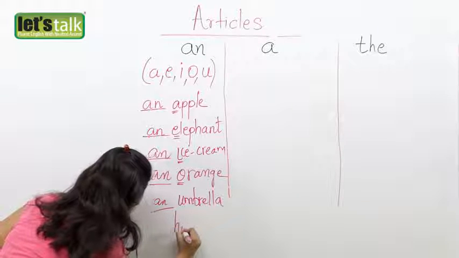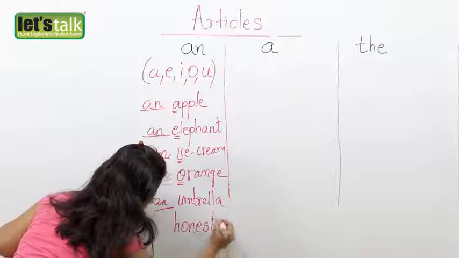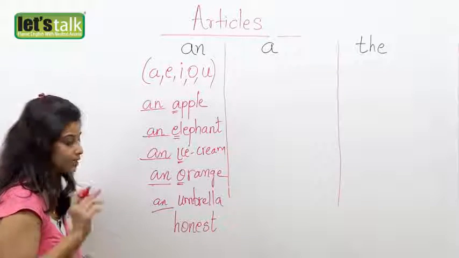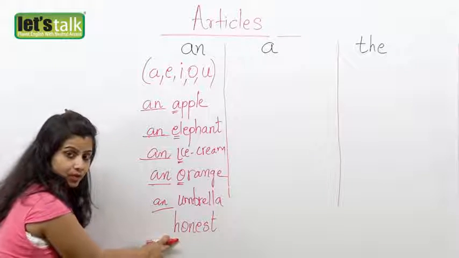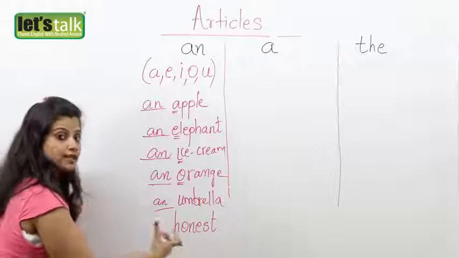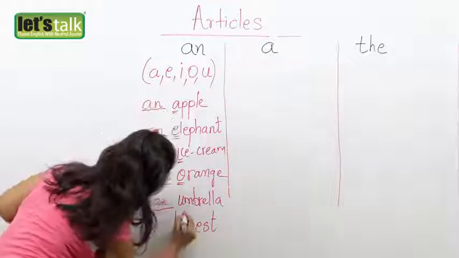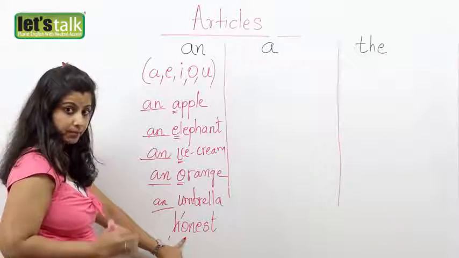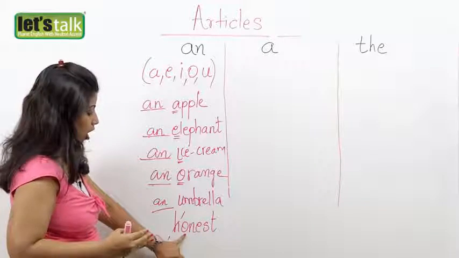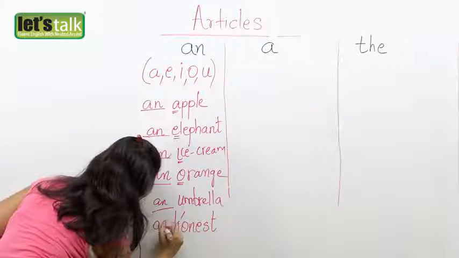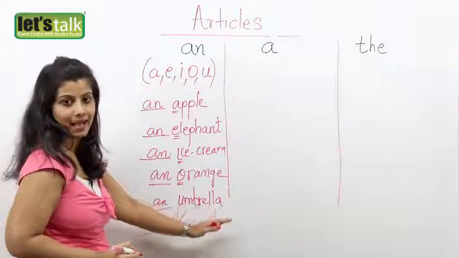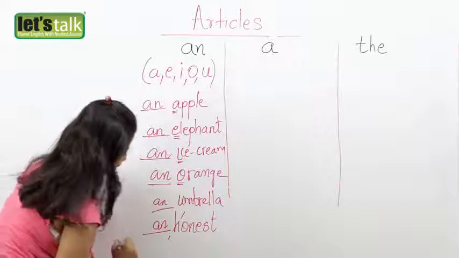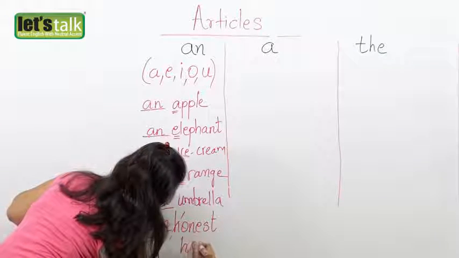Let's take the word honest. When I say he is, can I say "he's a honest man"? No, I'll tell you why. When I pronounce the word honest, I have to say "onest" and not "honest". So automatically the H becomes silent and my first sound begins with the sound O. So that is why I am going to write "an honest man". Wasn't that simple?